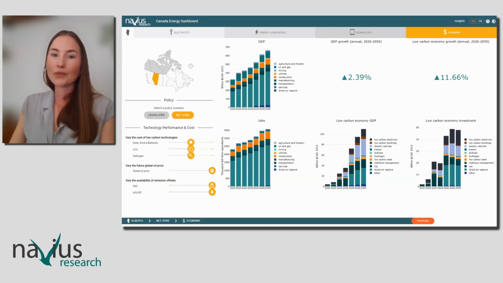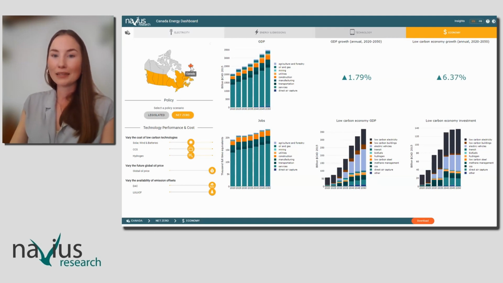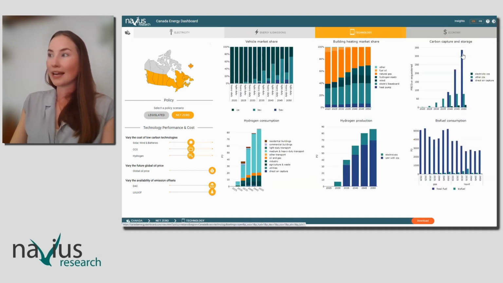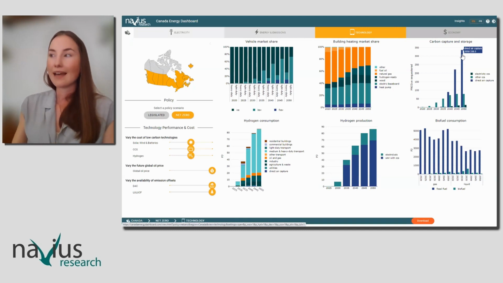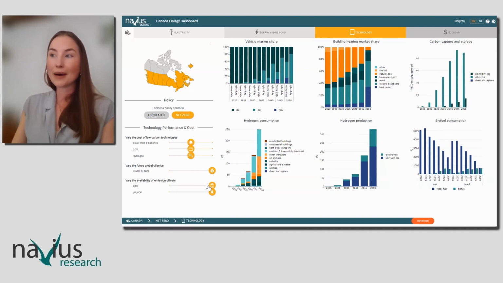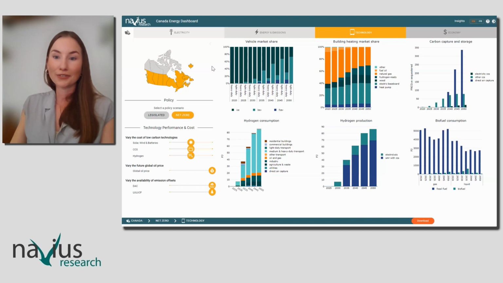And we can follow the impact of this technology availability back to the technology dashboard. So here you can see we're getting significant adoption of direct air capture in 2050, over 300 megatons in this scenario. And this impacts the adoption of other technologies as well. So we see less CCS being adopted when direct air capture is available. We also see fewer heat pumps being adopted and fewer electric vehicles. And that's because there's less of a need to electrify these sectors when there are emissions offsets available.